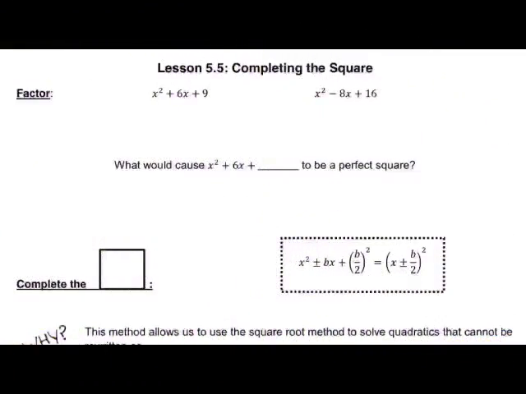The notes for lesson 5.5, completing the square. Before we get into what completing the square is, I want to review factoring. So we have x squared plus 6x plus 9.